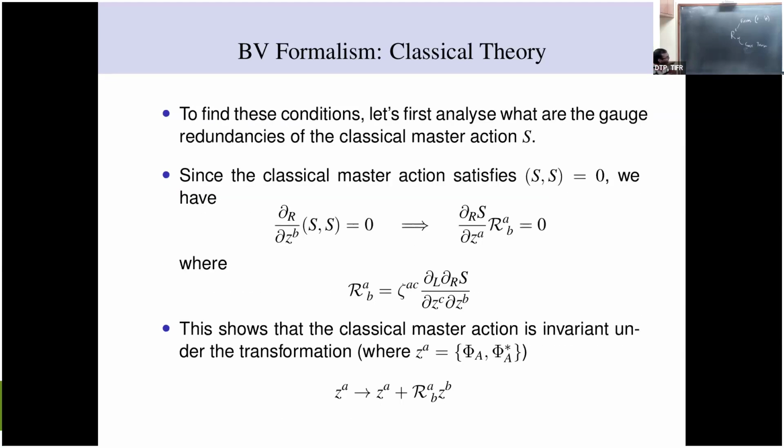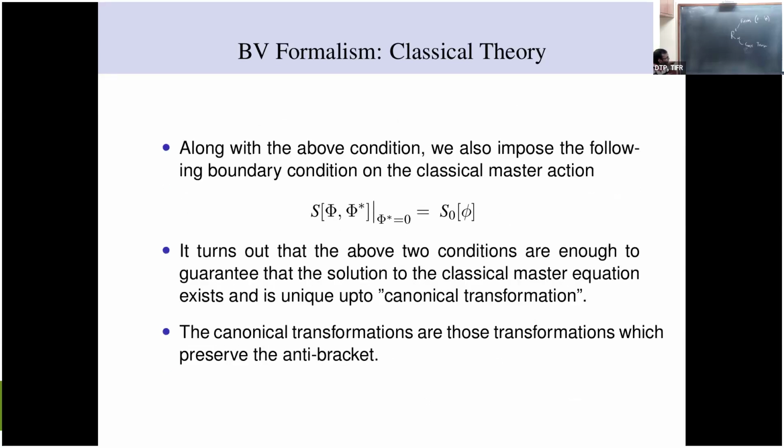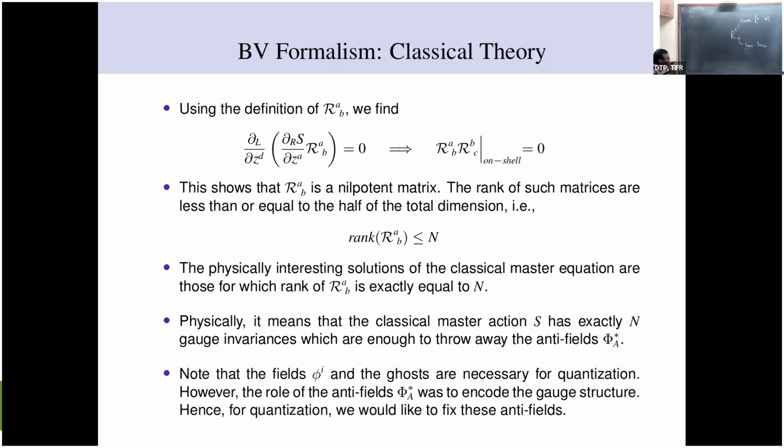So if you have this R^A_B now, to find the conditions which we want to impose on the equation of motion, you just take again the derivative of this Noether identity, and if you put the on-shell condition, which means you impose the equation of motion, then working on-shell you can show that this R^A_B satisfies this condition, which means it's basically a nilpotent matrix. And what is the on-shell condition? The Euler-Lagrange equation equal to 0.